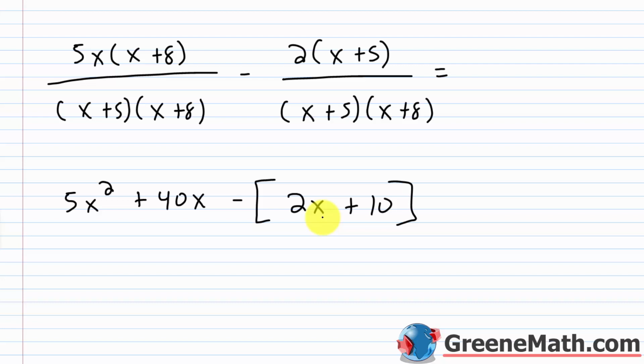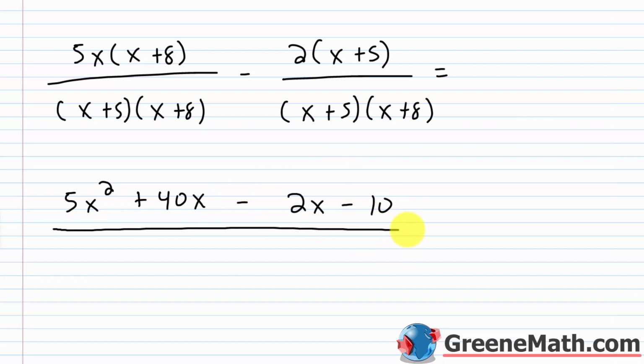So now I can remove these brackets by changing the sign of each term. A lot of times you see people put this plus negative 1 to remind themselves to distribute the negative 1 to each term, or just to change the sign. So this would be minus 2x and then minus 10, and this is over my common denominator of x plus 5 multiplied by x plus 8.